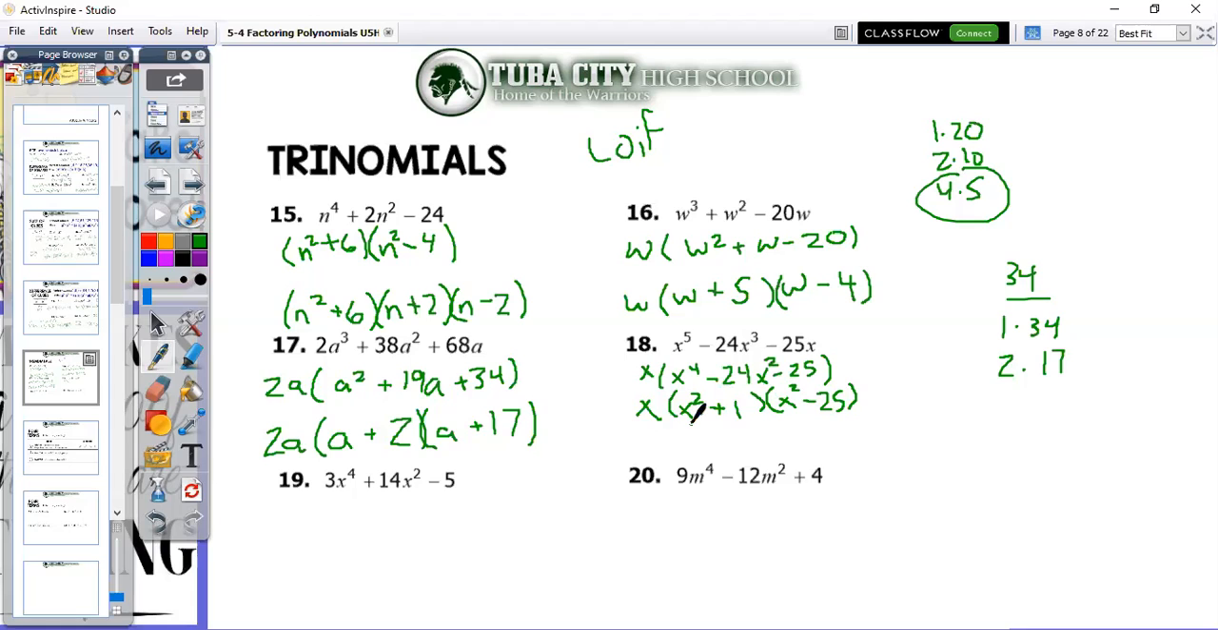So you test it really quick, and this is something I recommend that you do all the time. X squared times x squared is x to the 4. Negative 25x squared plus 1x squared is negative 24x squared. So everything seems to be working out pretty well. But there is one more thing, and that is we have a difference of squares. So that tells us we're probably not done yet.